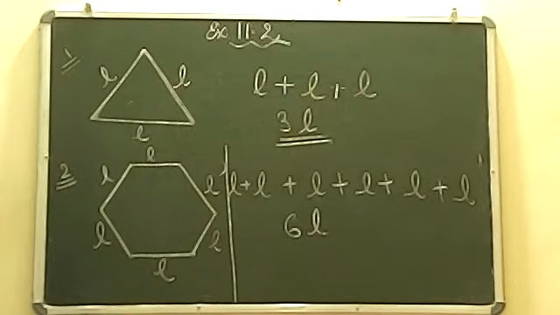If the figure is a regular heptagon, hepta means 7 sides. If your figure is a regular heptagon, what will be the answer this time? 7L. Wonderful. The answer would be 7L. Okay? If the figure is an octagon, regular octagon, what will be the perimeter? 8L. Oh my God. Many students are writing the correct answer now. 8L. Correct answer would be 8L.